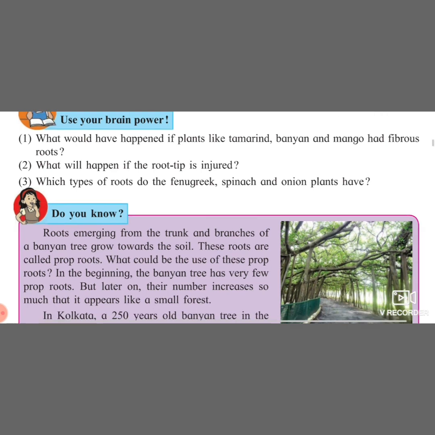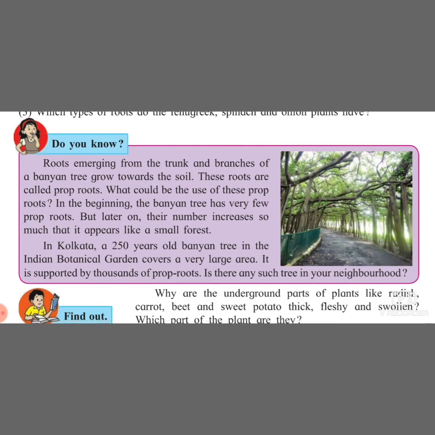What will happen if the root tip is injured? If the root tip is injured, the absorption of minerals and water which is done by the root tip will still function, but it will not function that smoothly. It will be delayed for a period of time. Which type of roots do fenugreek, spinach and onion plants have? Obviously onion has fibrous roots, so these plants also have fibrous roots.